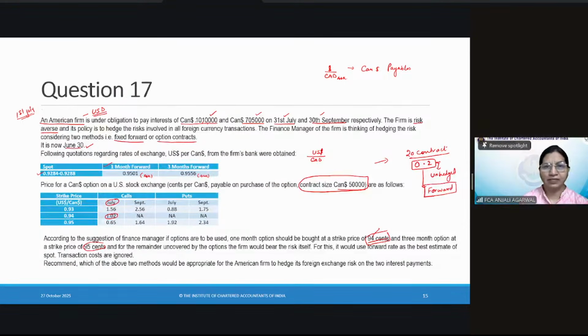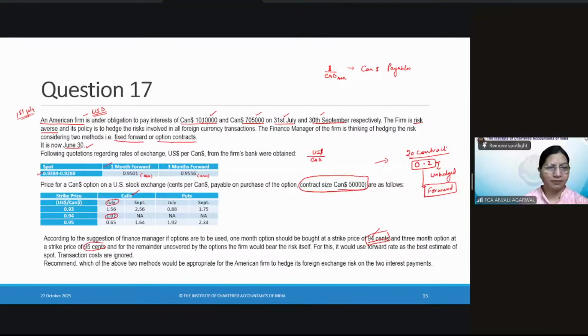Now, like we said, we are an American firm. We want a direct quote in terms of Canadian dollar. So we are interested in USD divided by Canadian dollar. Secondly, we need to pay Canadian dollar, so we want the ask. So we are in need of buying Canadian dollar. That means if you are interested in buying some underlying asset, you will go for a call option of that. So we will use the call options.